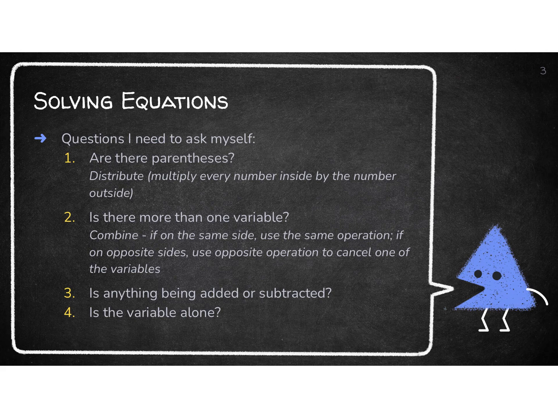Okay. After you've done the parentheses, then you're going to see, is there more than one variable? So if we're trying to solve for x, we can't do that if there's an x on both sides or if there's 2 of them. So we need to get them together. If they are on the opposite sides of the equal sign, one's on the right and one's on the left, then we have to use the opposite operation to cancel that out and move it to the other side. Then it's the same 2 steps as yesterday. Is anything being added or subtracted? And then is the variable alone?